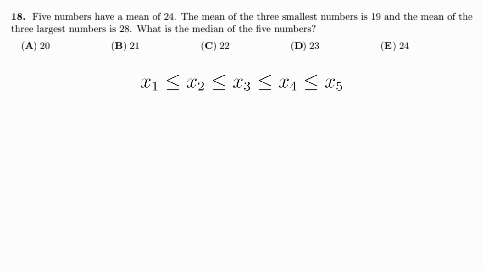Let's call these numbers x1, x2, x3, x4, and x5, and just order them like this. So we want to calculate x3, which is their median.